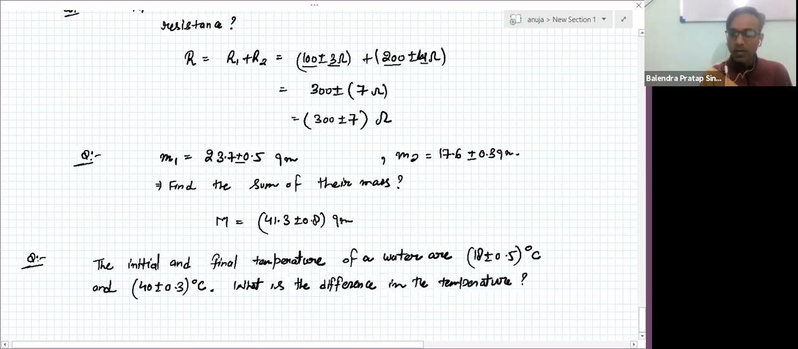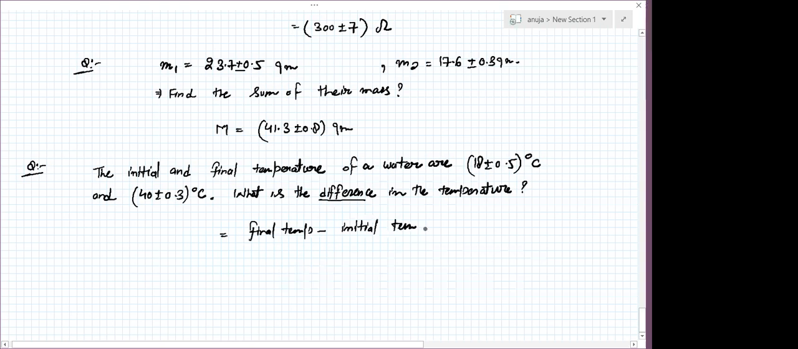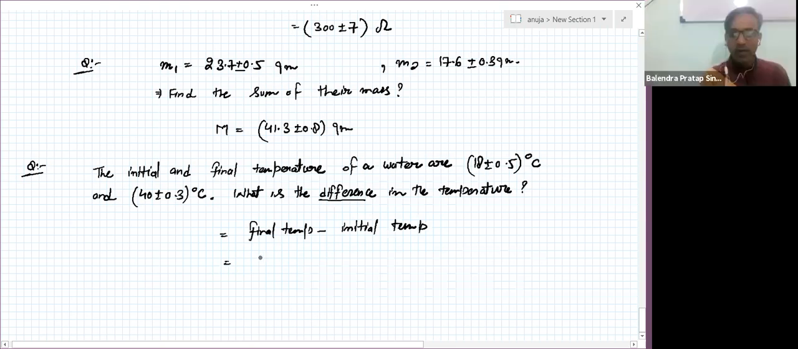Okay. So now the question is, what is the difference? The difference is basically final temperature minus initial temperature. Is it clear now? Yes, sir, clear. So it's very easy. Final temperature is 40 plus minus 0.3 degrees Celsius, minus initial temperature, which is 18 plus minus 0.5 degrees Celsius.